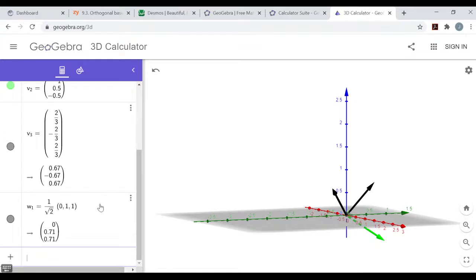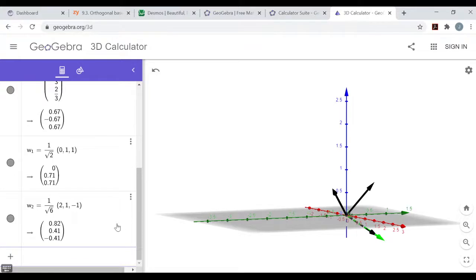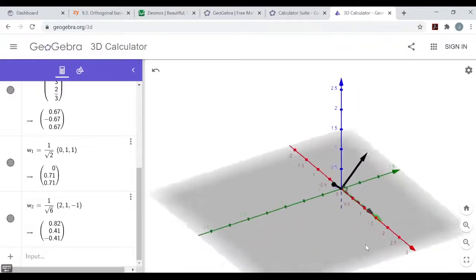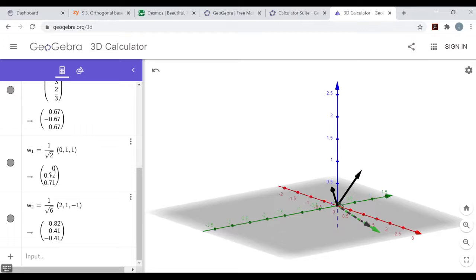All right, so W2 should be, and I said it was 1 divided by the square root of 6 multiplied by the vector 2, 1, negative 1. And you see that one that showed up, it's pointing in the same direction as the green, it's in line with the green here, but it's shorter, it's a unit long. All right, so let me get rid of the green one.